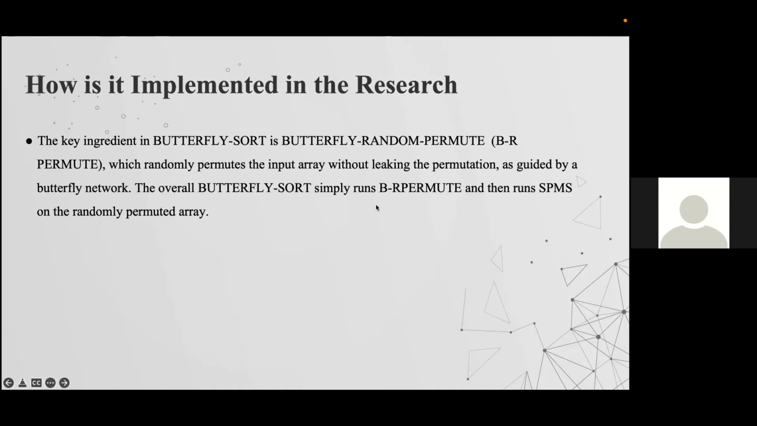Coming to the second step, we sort the input array after doing the permutation. That is done by using sample partition merge sort. Here we can use any type of sorting algorithm, but in this paper they have used sample partition merge sort. So basically these are the two steps of butterfly sorting. It will be explained much better and in more detail by my teammate Chetan.